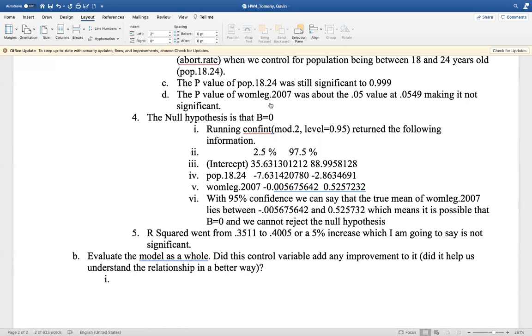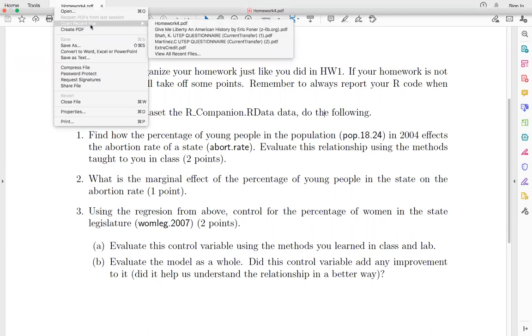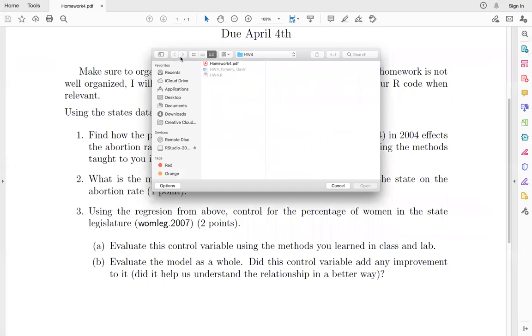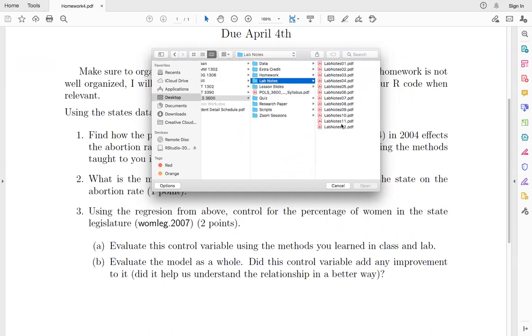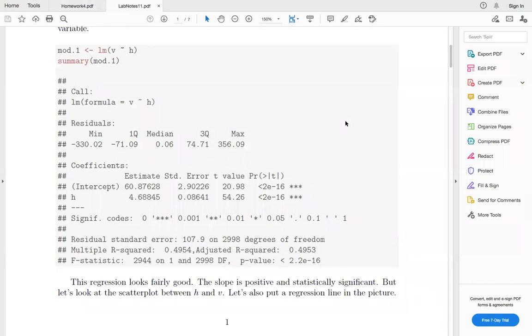Let me just open up the lab notes and see if maybe there's something that I missed. Anyone remember what lab notes this was? Is it 11? I think so. Yeah, it looks like it.